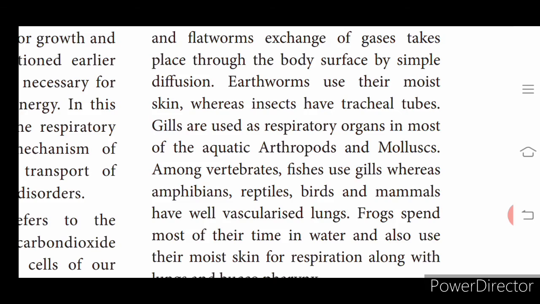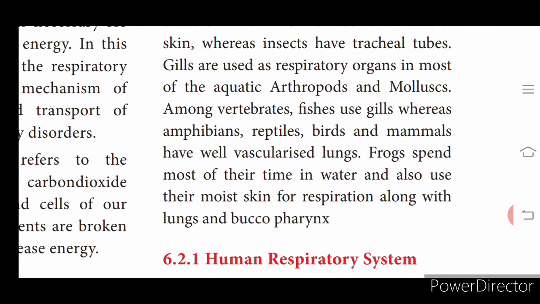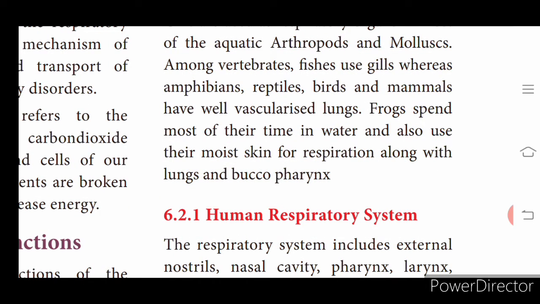Tracheal tube, do you remember? We were learning about cockroaches. Okay, gills are the respiratory organ in arthropods and mollusca in aquatic life. Fishes use gills; amphibians, reptiles, birds, and mammals use lungs.